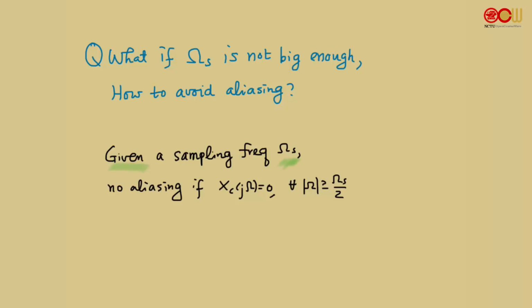From the sampling theorem, we know that if the sampling frequency is given to us, omega s, there is no aliasing if X c is nicely band limited, equal to 0 for all omega greater or equal to half omega s. What if this condition is not satisfied? There will be aliasing, right? But we don't want aliasing. So what we do is apply an anti-aliasing filter.